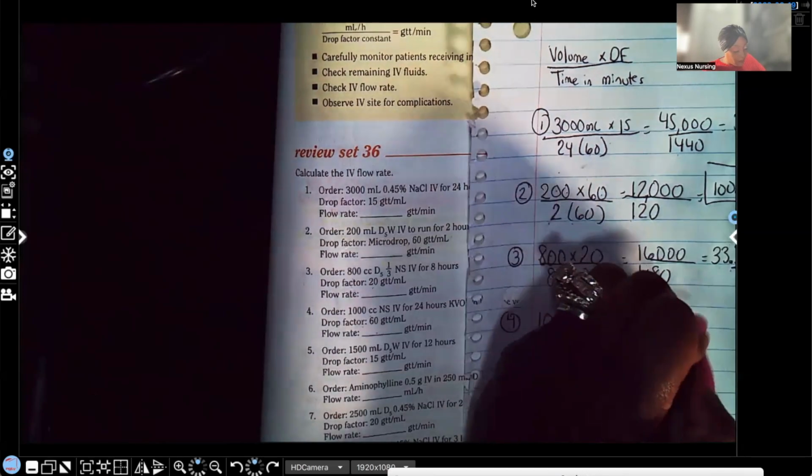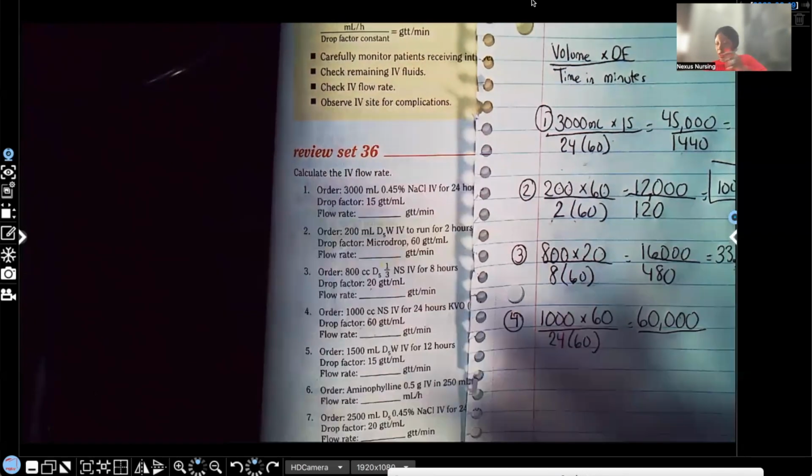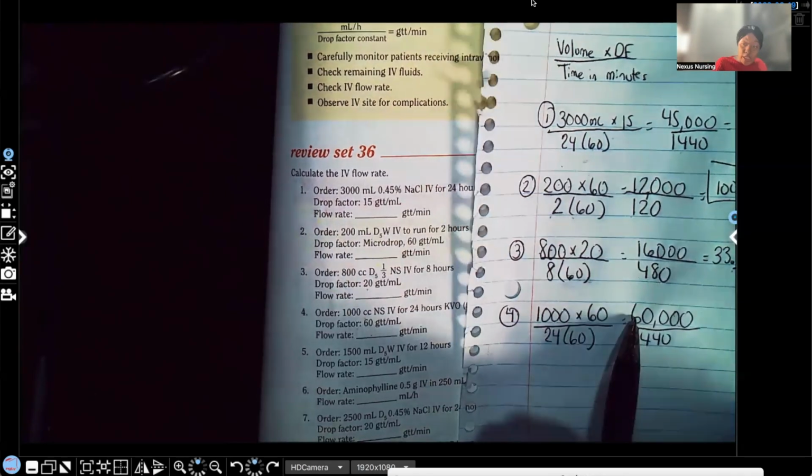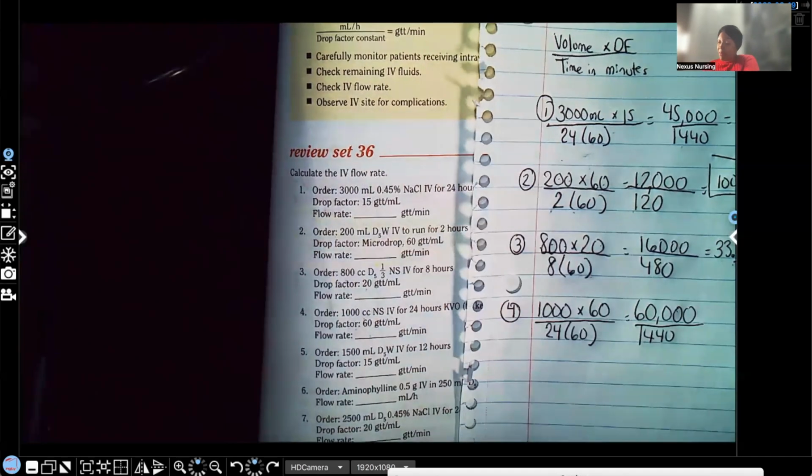And that gives us 60,000. And on the bottom, you do 24 times 60. And that gives you 1440. Now we have to see how many times does 1440 go into 60,000. So go ahead, do that math. 60,000 divided by 1440. And that gives us 41.6.